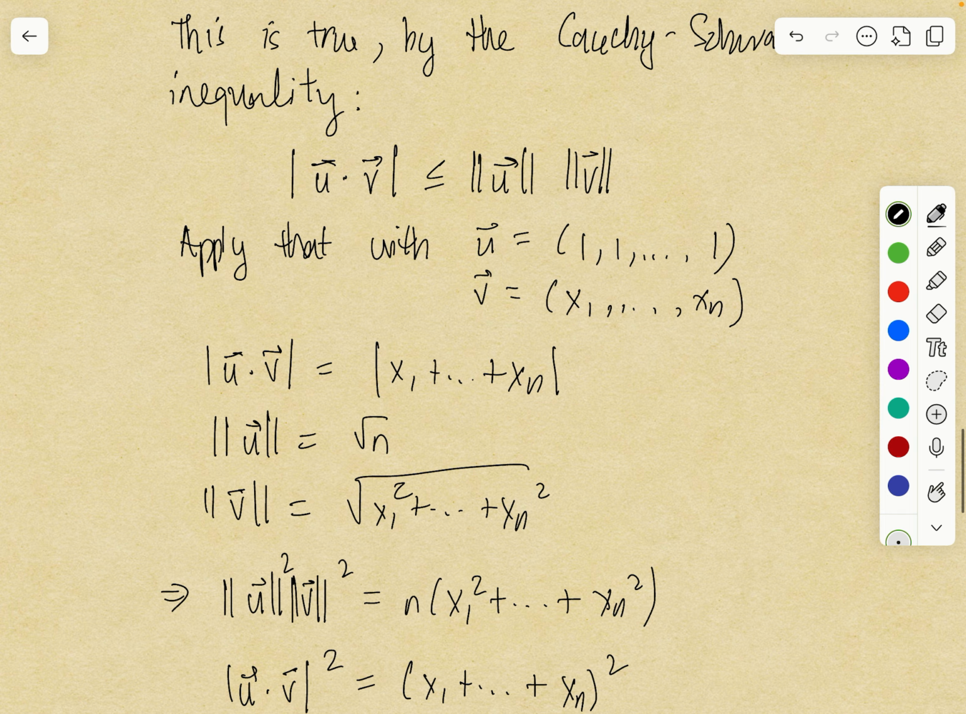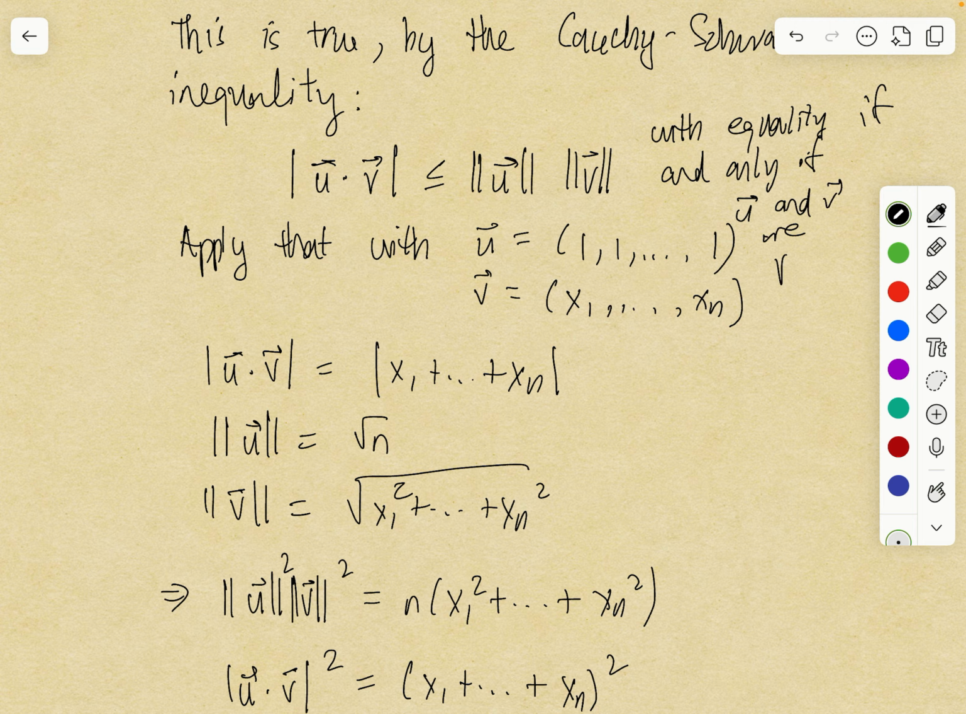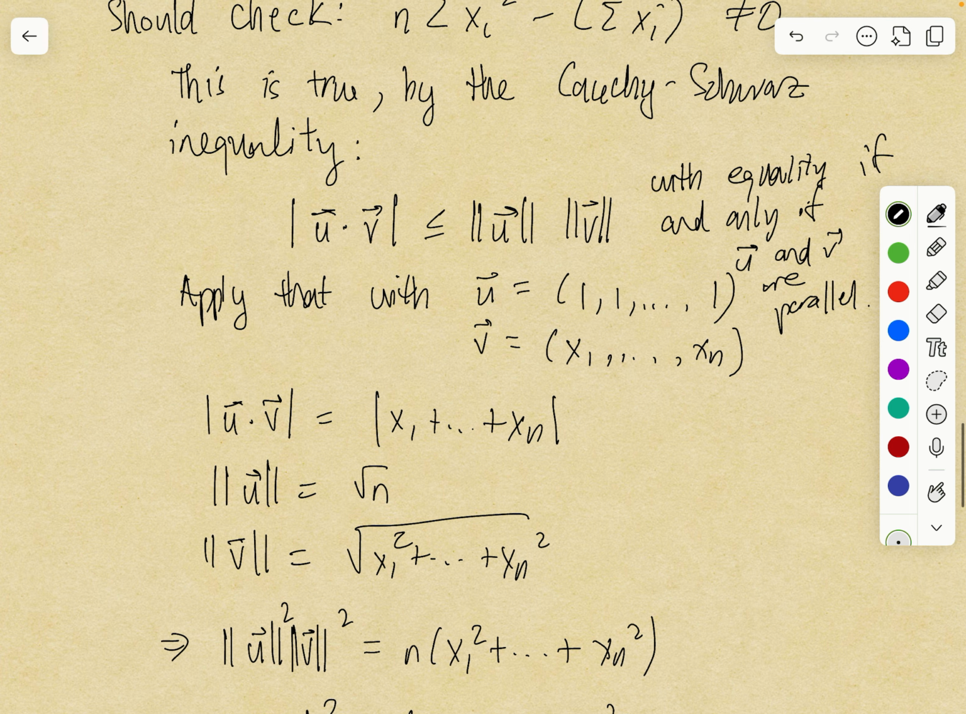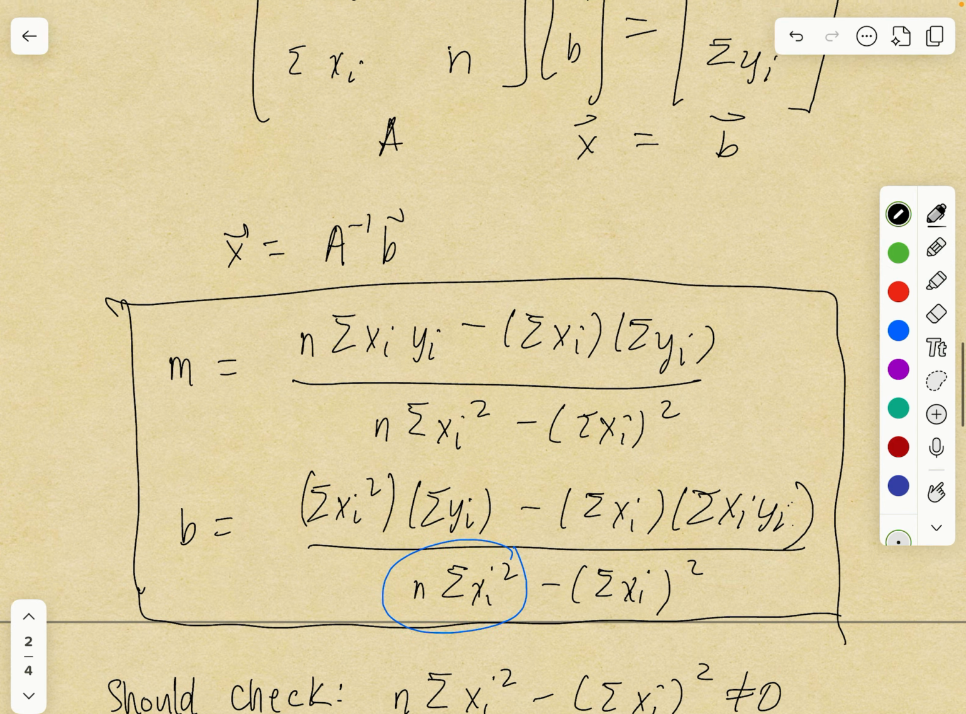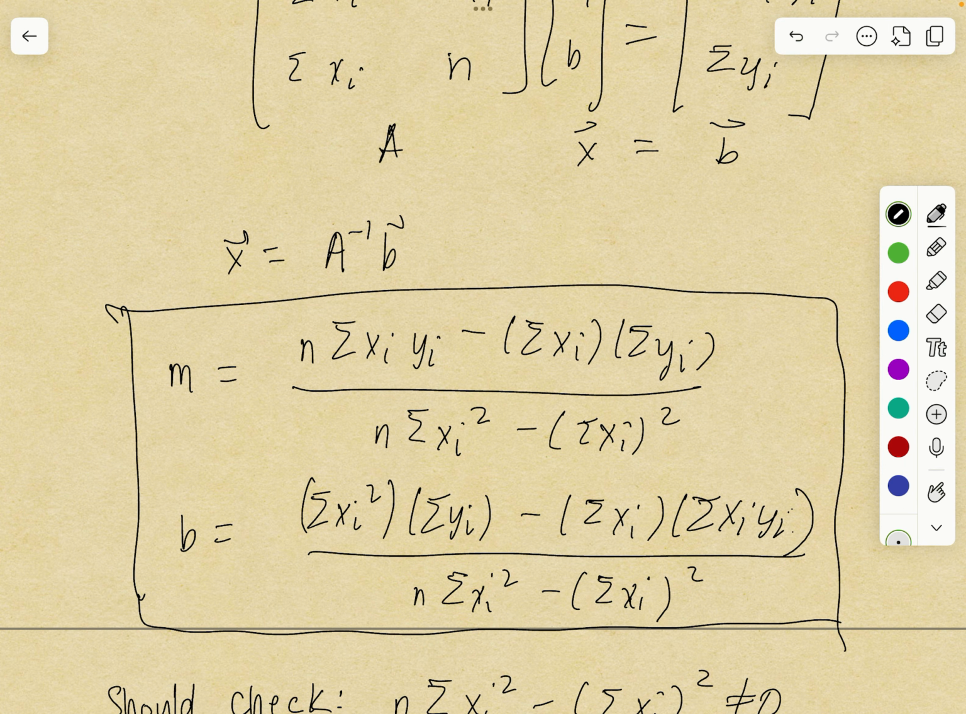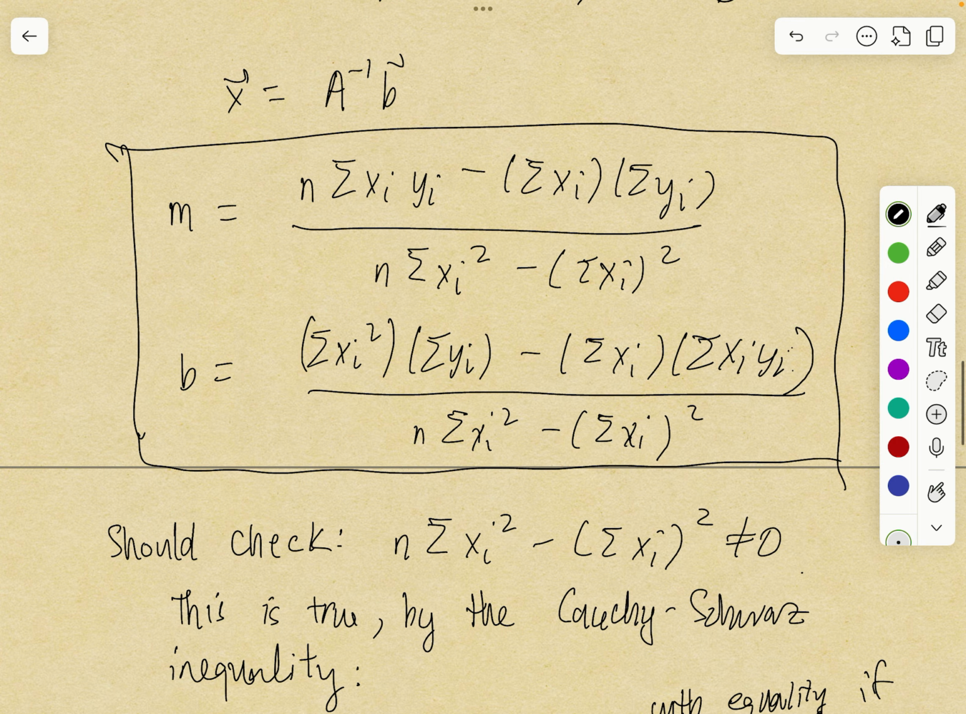Oh, and it's important that this is actually an inequality, but this happens with equality if and only if u and v are parallel. And since all the xi's are not assumed to be the same, right, then v is not parallel to u. So this is okay. So the sum of the xi squared is this other term here. So by the Cauchy-Schwarz inequality, they're not equal. And so the denominator is not 0.